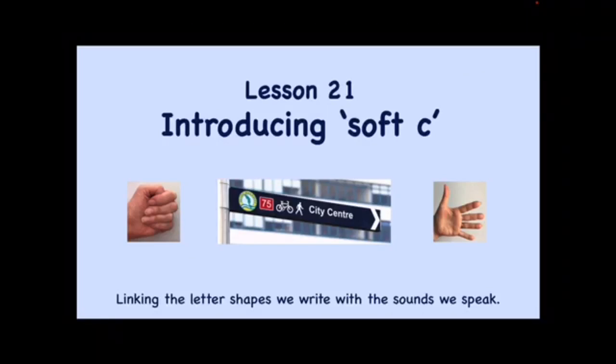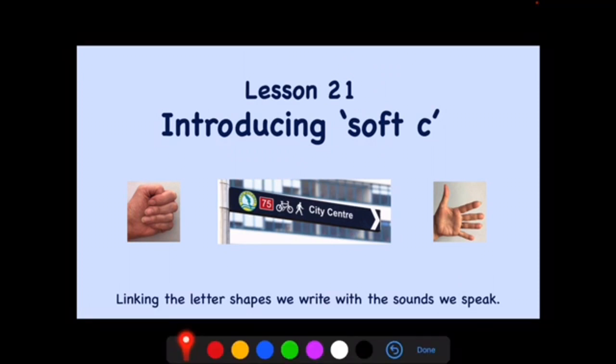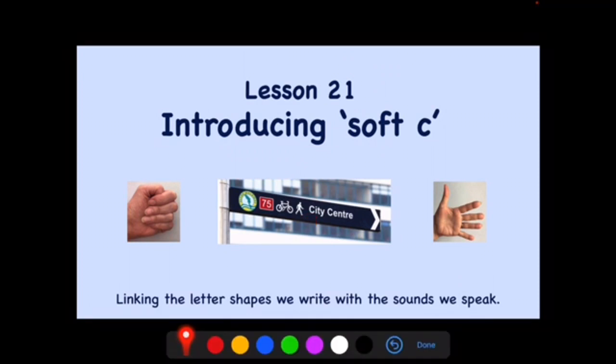Hello again. In today's lesson, we are introducing soft C. Sounds an unusual term, doesn't it? But it's because we sometimes say the sound S when we see the letter C, like in city or centre on this sign. So how do we decide when to use soft C? That's what we are introducing.